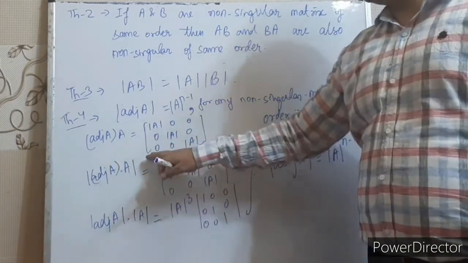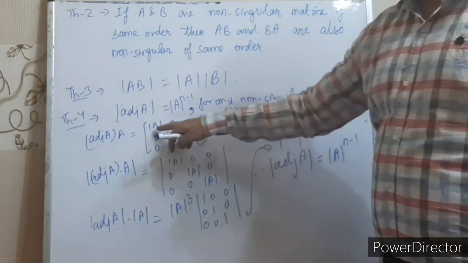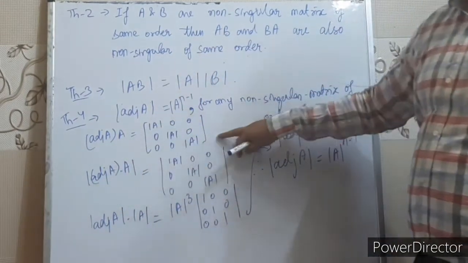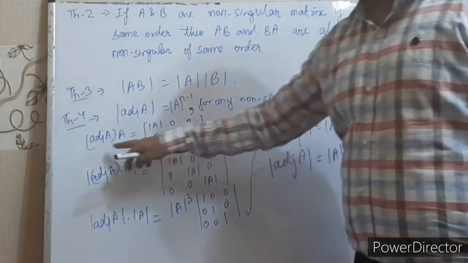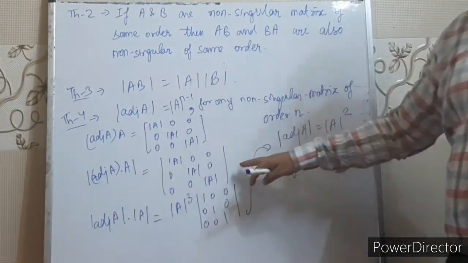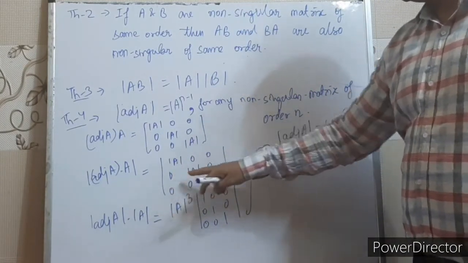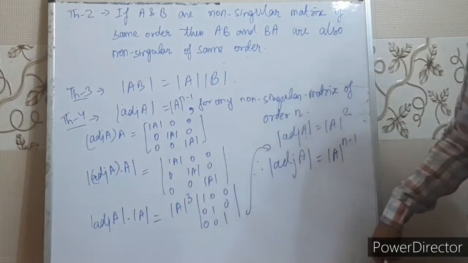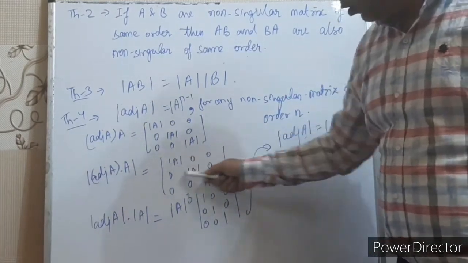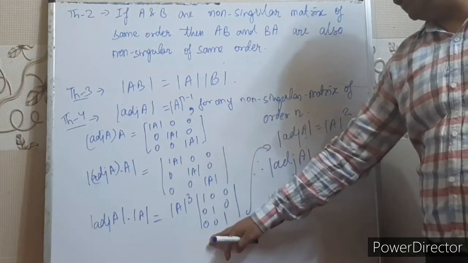Adjoint A into A, children, we have just proved in the first theorem, is a matrix in which the diagonal elements are determinant of A. Right, children? If we take the determinant on both sides, what will we get? Determinant of adjoint A into A equals the determinant with entries mod A, 0, 0, then 0, determinant of A, 0, then 0, 0, determinant of A. You can take determinant of A common from row 1, row 2 and row 3. So determinant of A cubed will come outside and here you will get the identity.